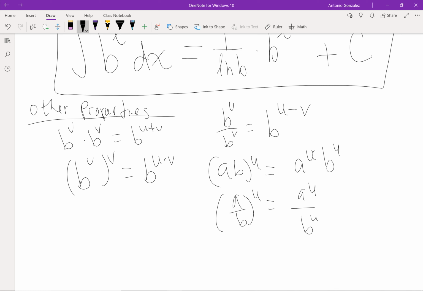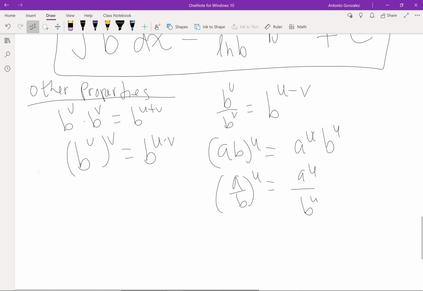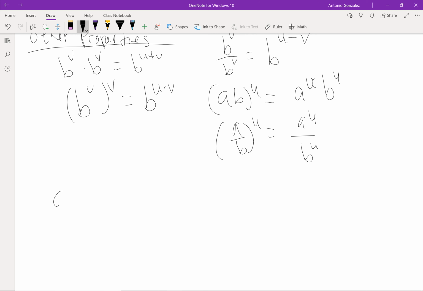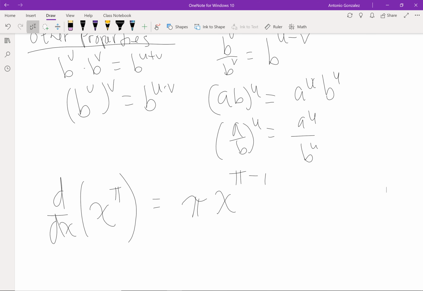What that means is that if I have something like this, where the x is in the base, I use the power rule, and the general power rule just says this will be x to the pi minus 1. So we make this extension into irrational exponents. An irrational exponent, you can think of in terms of some kind of logarithmic operation.